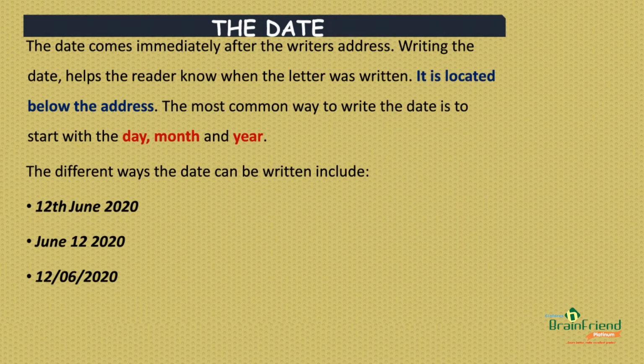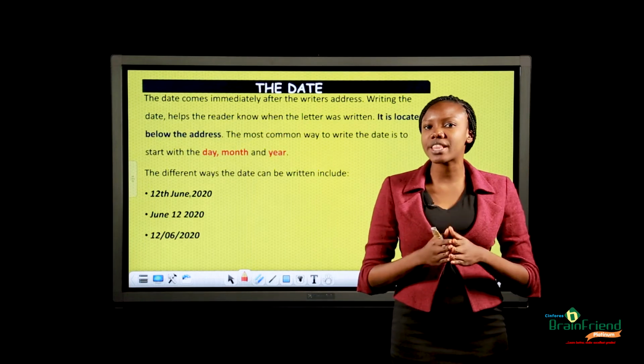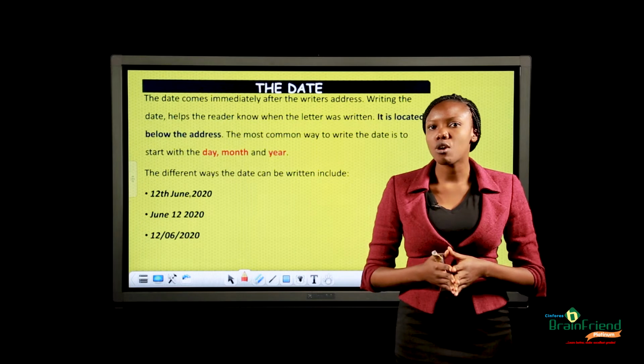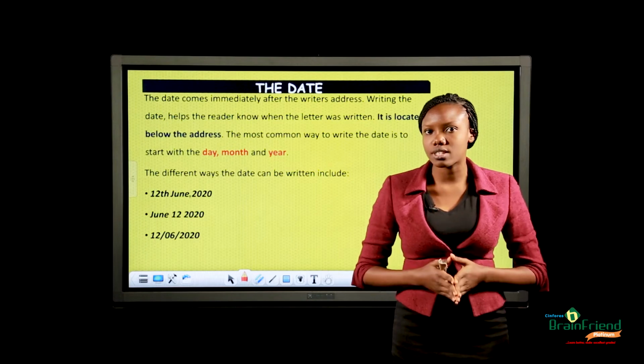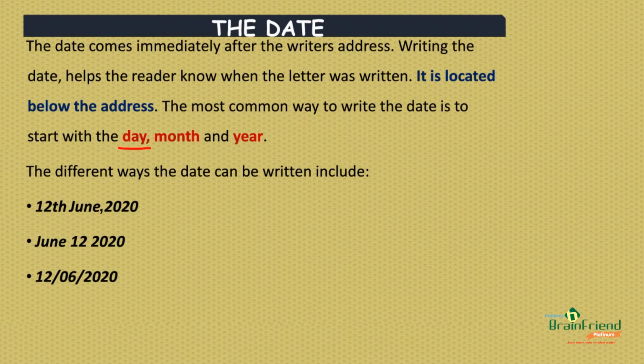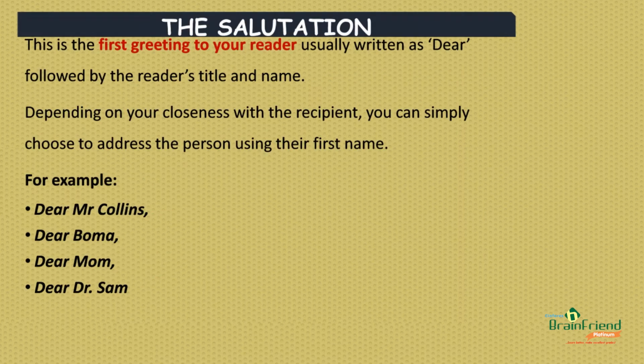Next, we have the date. The date is very important because it helps the reader know when the letter was written for proper recording. The date is found immediately after the address, and it is made up of the day, month, and year. Here are different ways we can write the date. We can write it as 12th June, 2020, or June 12, 2020, or 12/06/2020.